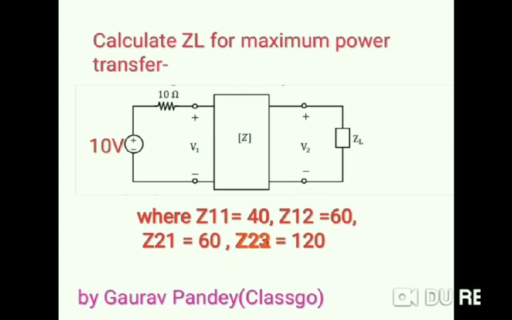Hereby, in this question, Z11 is given 40, Z12 is given 60, Z21 is given 60, and Z22 is given 120. Okay. So, how to solve such numerical and what actually the answer is all about? First of all, what is the key objective of maximum power theorem? In maximum power theorem, we have to identify the load impedance such that power can be maximum delivered from source to the load.